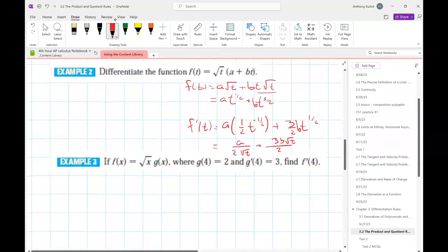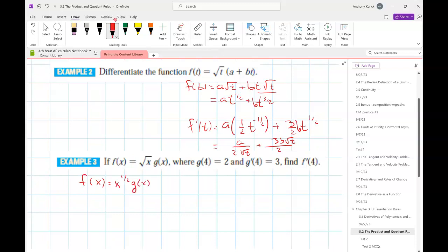This is a very common format on the AP exam, to give you a question like this. f of x equals square root x times g of x, and then tells you g of 4 is 2, g prime of 4 is 3, and we want f prime of 4. So to do f prime of x, I have to do the product property here, right? Because square root x and g of x are distinct functions that cannot be combined.